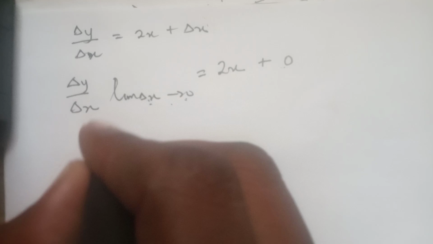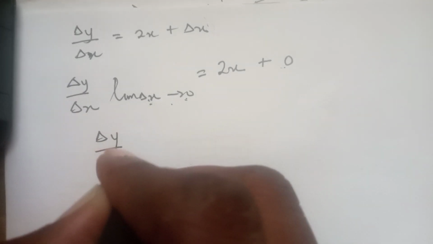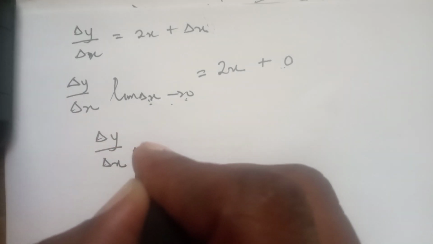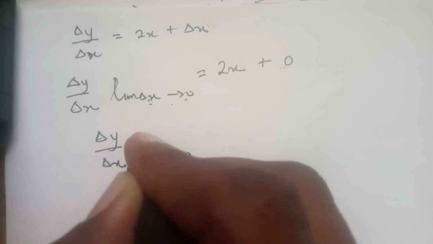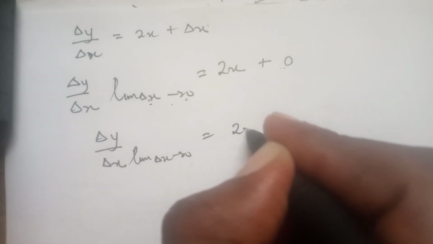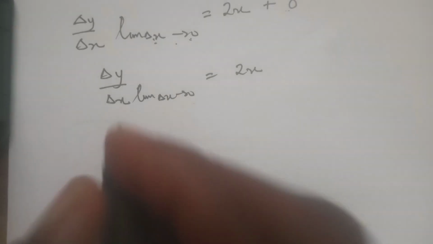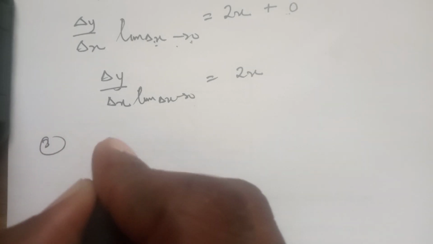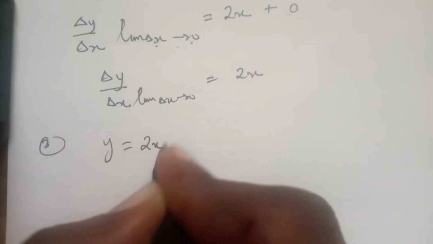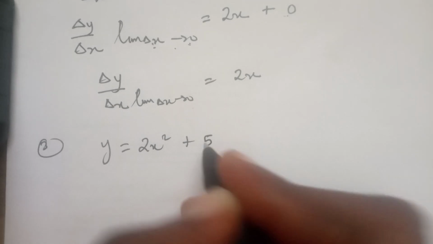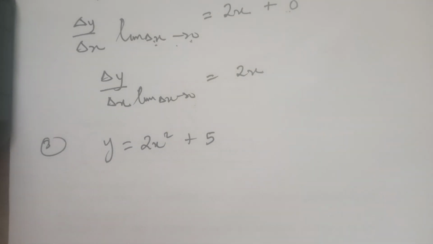So at the end of the day, we have dy over dx, as the limit of delta x goes to 0, is 2x. So simple. I want us to solve another example. Another example here: y equals 2x squared plus 5. The same thing, just apply the same principle.